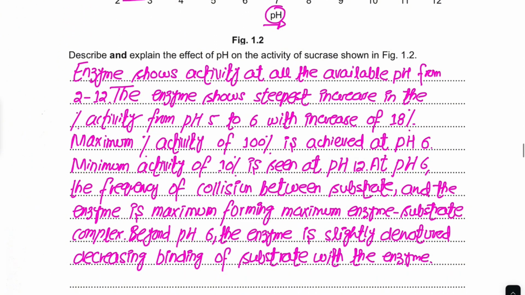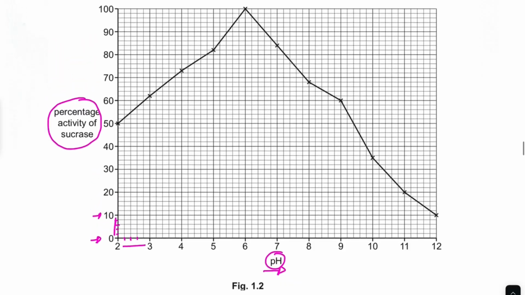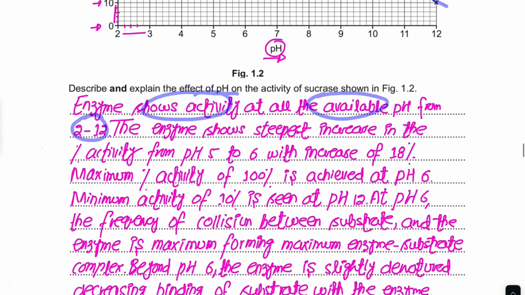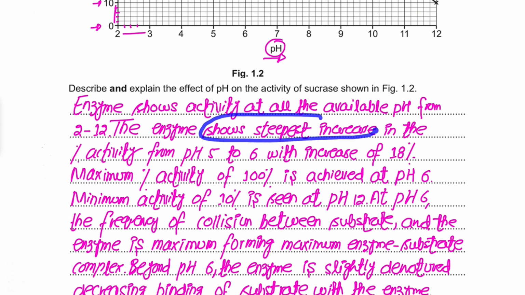If I simply read it out, for description I would say that the enzyme shows activity at all the available pHs from 2 to 12. From 2 to 12, the enzyme is showing activity everywhere. And then the enzyme shows the steepest increase in percentage activity from pH 5 to 6, with an increase of 18%.